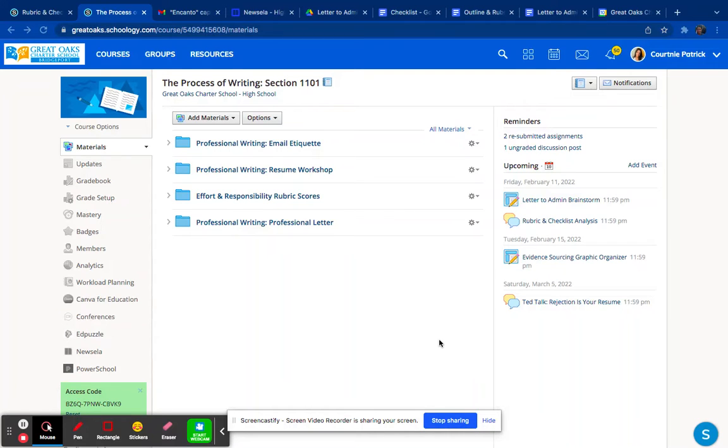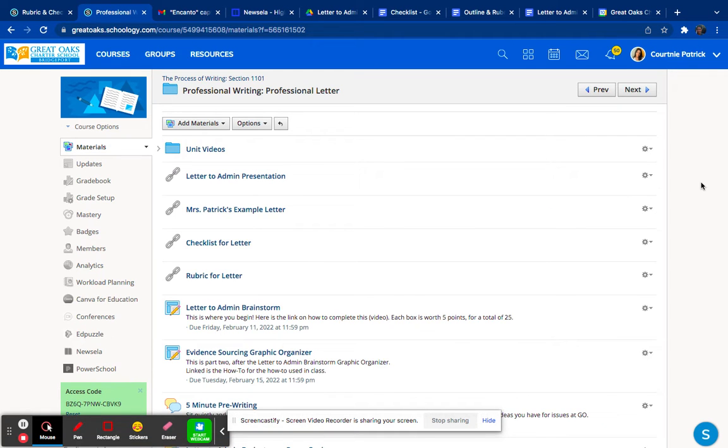So at any point in time, if you want to double check that you're doing things appropriately, it will be in the professional writing, professional letter folder on Schoology. When Ms. Brown is here, she's also going to have copies of this if you want to manipulate them physically. Remember, you have the presentation for this whole assignment and project. You have my example letter. You have now the checklist and the rubric. All videos are going to be where the folder says unit videos.